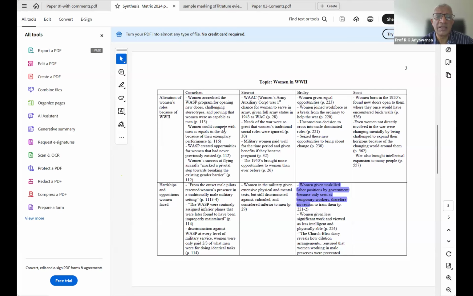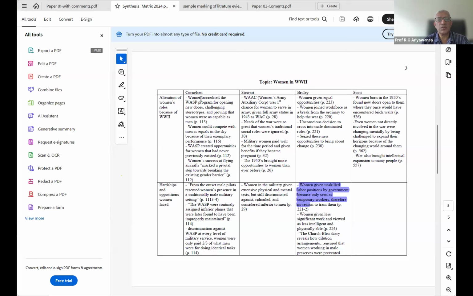Sky means I think they might have worked in a fleet, maybe in a battle, right? So they could compete with men equally. That's their role, right? Women might have had to change their role during the war. So that's what this particular author has pointed out.